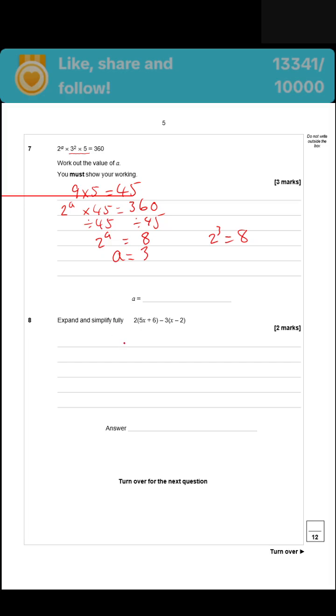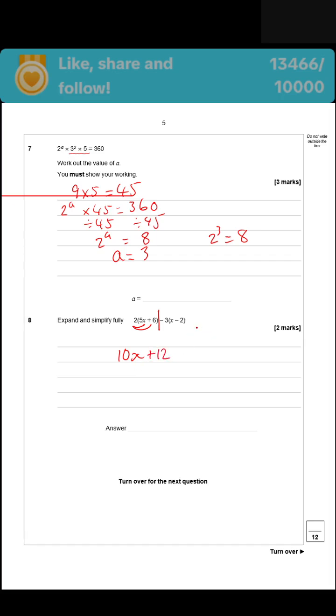So on to question 8. I think this is a really nice question for question 8 of the higher tier paper. So we're just expanding and simplifying. First thing we need to do is expand the first bracket. So we've got 2 times 5x, that gives you 10x. 2 times 6 gives you 12.